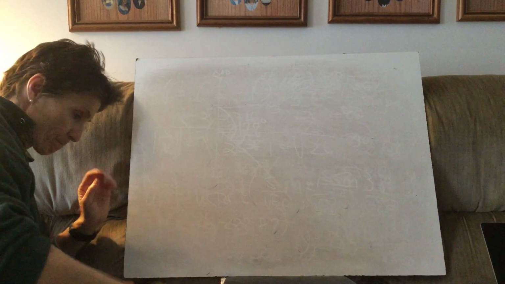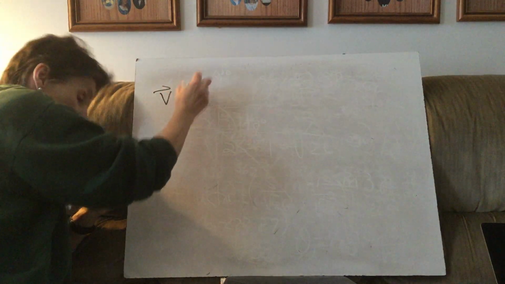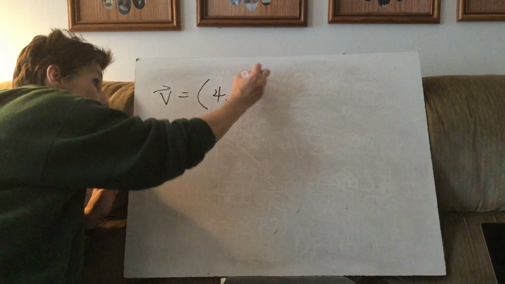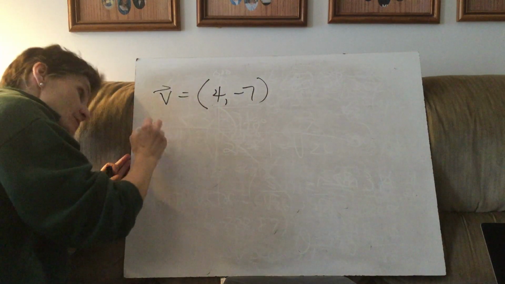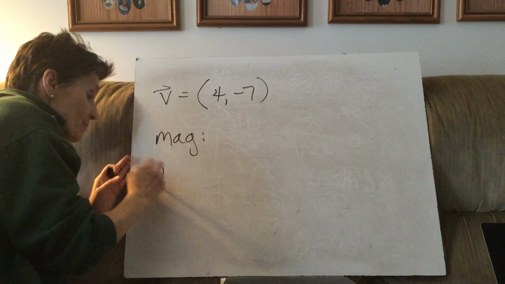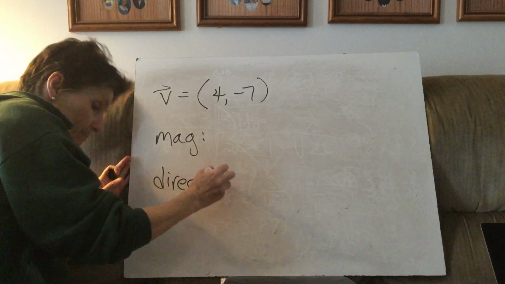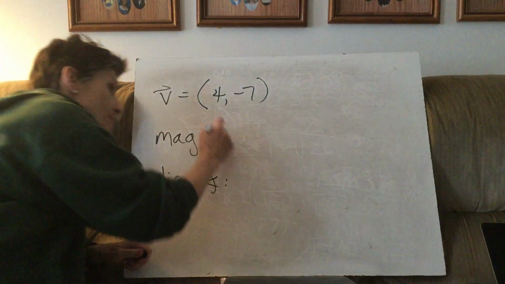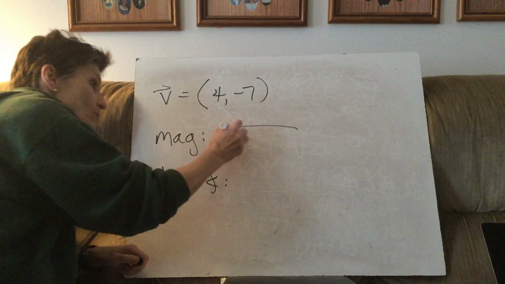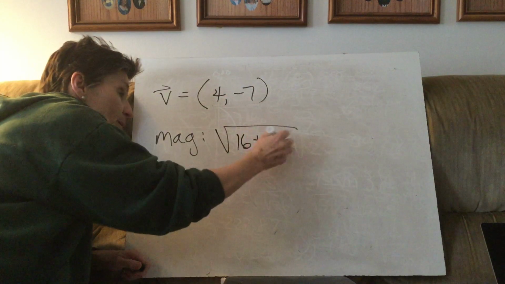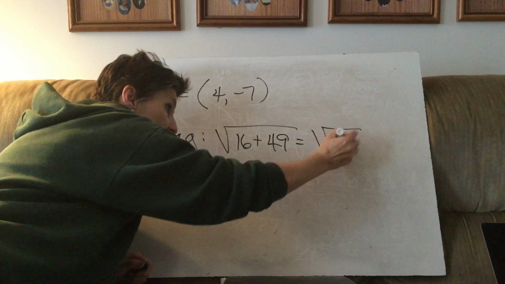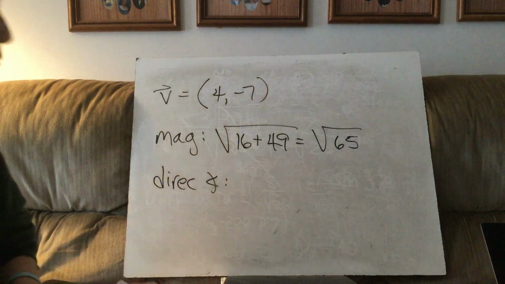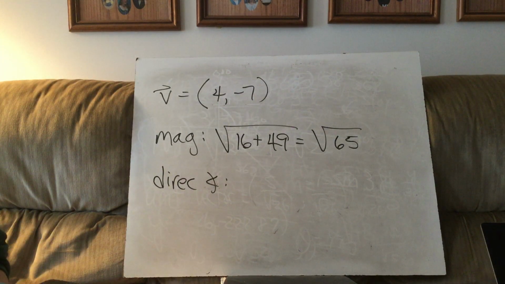Number 10. Have another vector. And this time we are finding the magnitude again and the direction angle. All right, well, magnitude's easy. We can do this with our eyes shut. Square the first one, square the second one, add them together, and take the square root. So you obviously can use a calculator if you want to check your arithmetic. That's it. That's the magnitude.